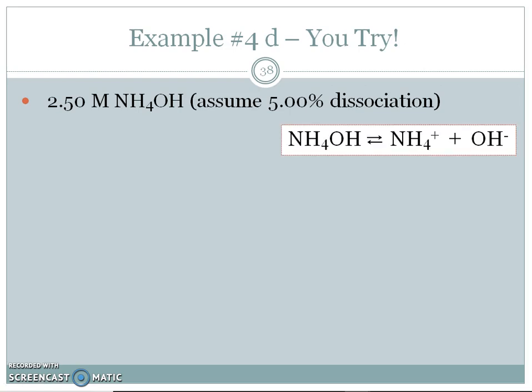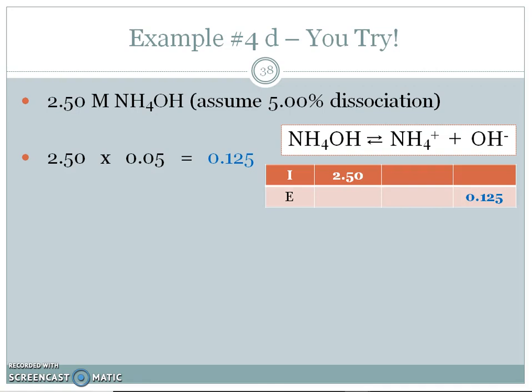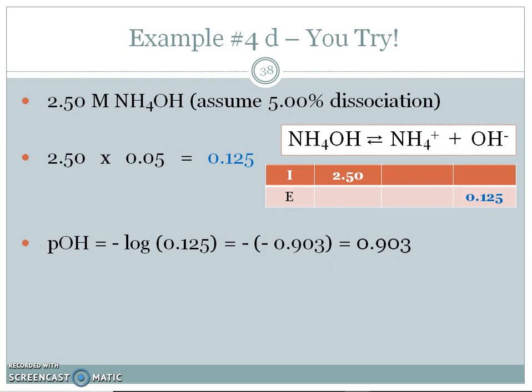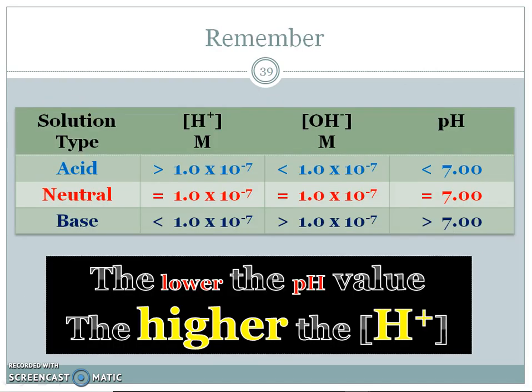Did you get that for your reaction? Did you get that for the dissociation? Think about your ice box. You started with 2.5. It dissociated 5%, so you're left with a 0.125 OH concentration. Find the pOH first, which is going to be your negative log of the OH concentration, or the negative log of 0.125. But now remember, we're going to subtract that from 14 to actually find the pH value that they're always looking for. And does this make sense? Our NH4OH is a base, so our pH value should be in the basic scale.